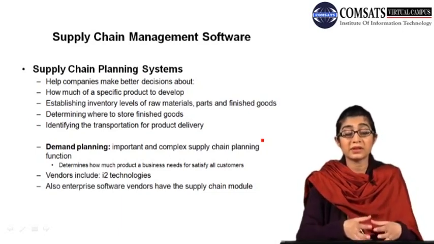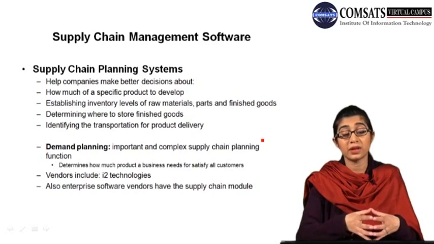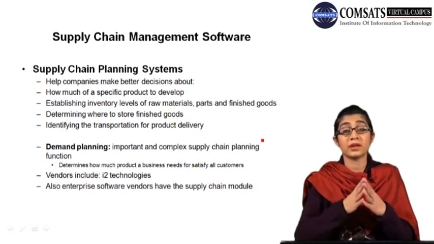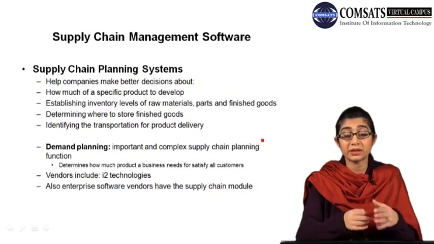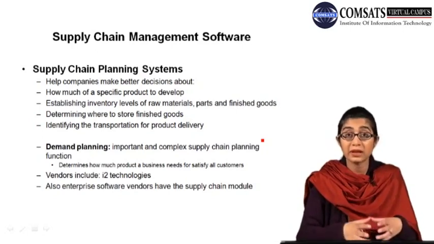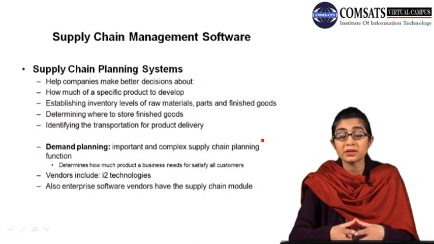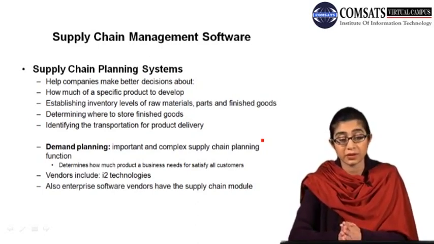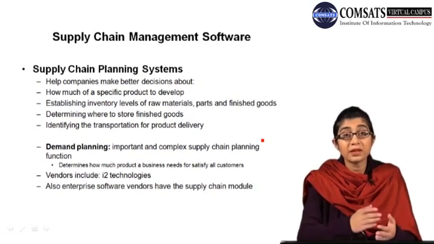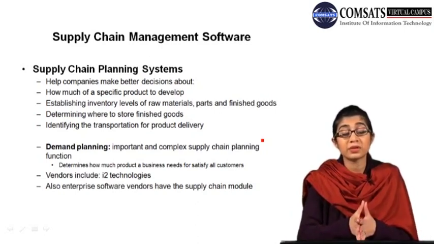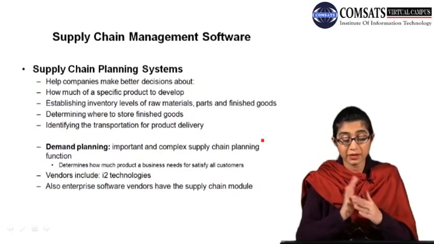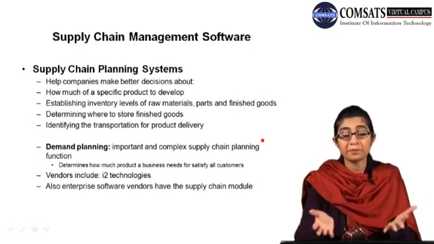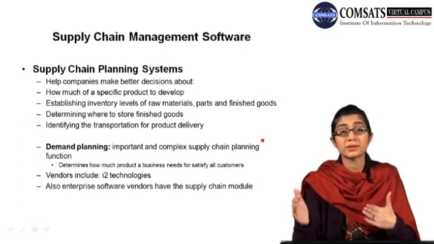Number 2 is establishing inventory levels of raw materials, parts and finished goods. Again, your inventory levels can be controlled or planned with the help of this kind of software that plans how much raw material you have to bring, how many parts are to be produced, and from those parts how many finished products are to be produced. Then you have to determine where to store the finished goods. So basically that software gives you the ability to plan throughout the supply chain.